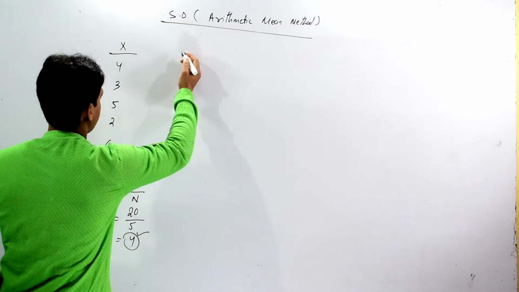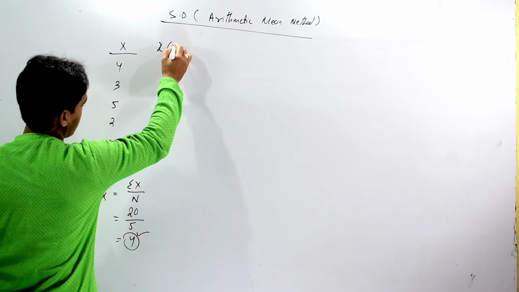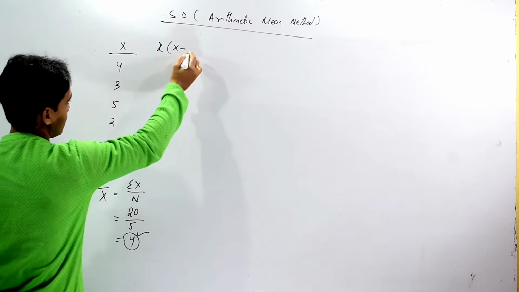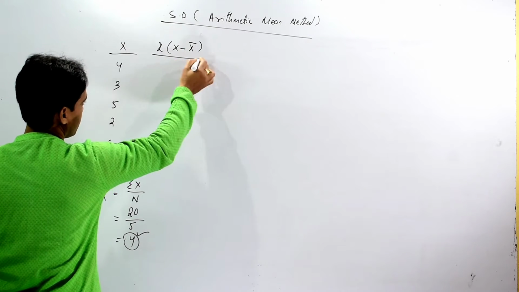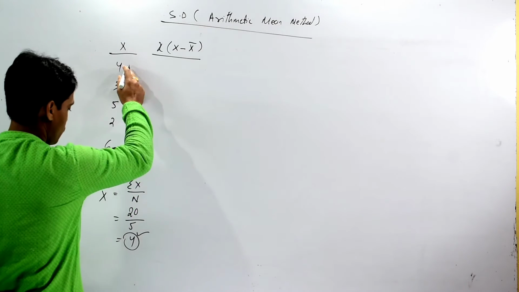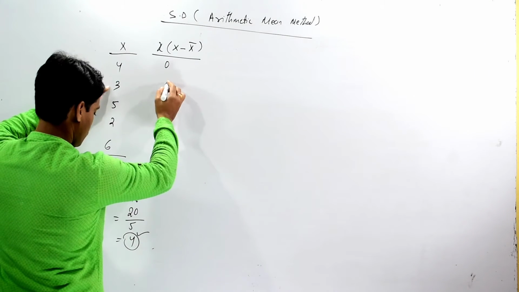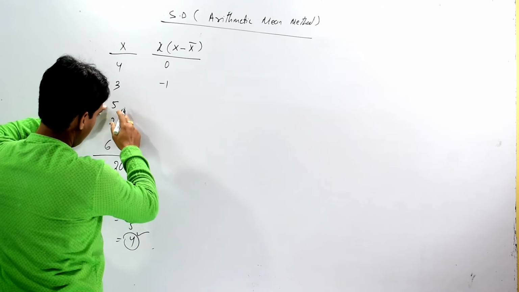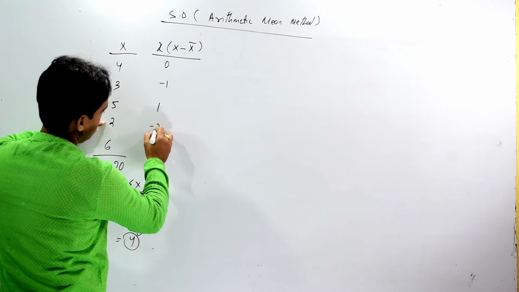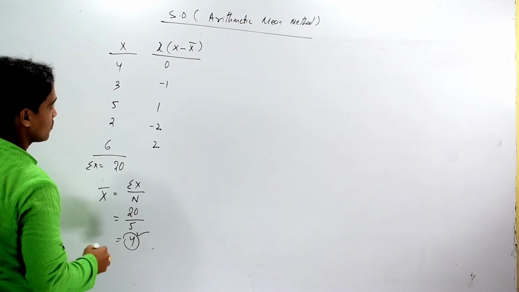As the arithmetic mean is 4, now we should compute the small x, that is the difference between x and x bar. So the value of small x is calculated by subtracting the arithmetic mean from the variables of the given series, that is 4 minus 4 equals 0, 3 minus 4 is minus 1, 5 minus 4 is 1, 2 minus 4 is minus 2, 6 minus 4 is 2.